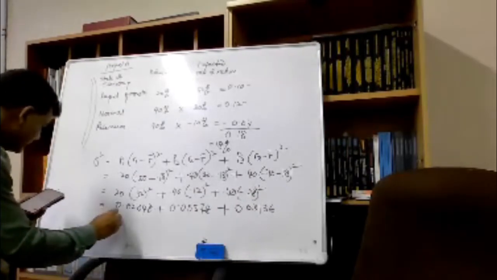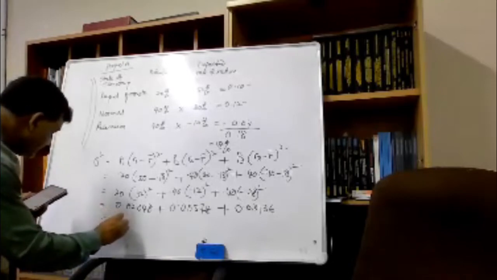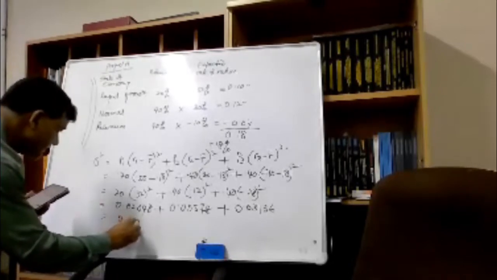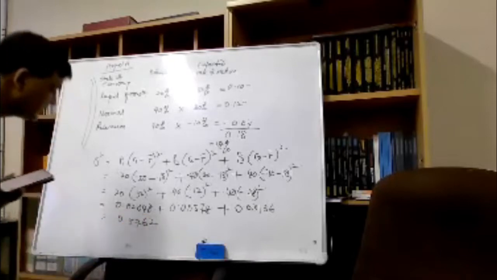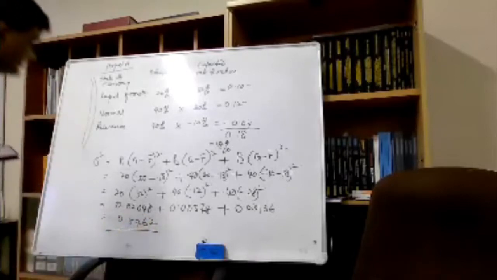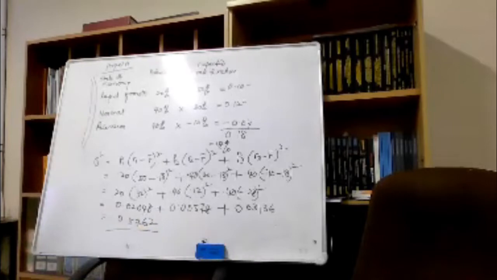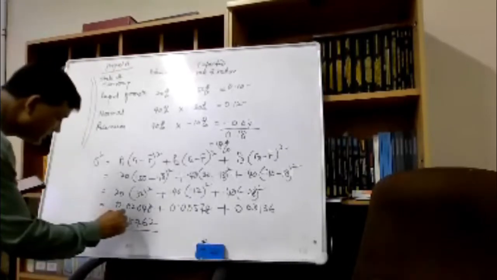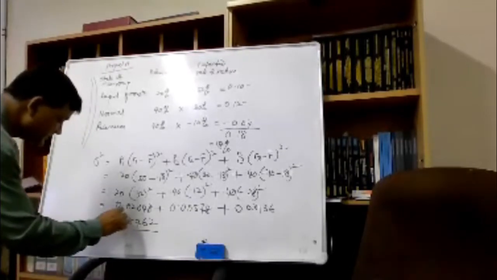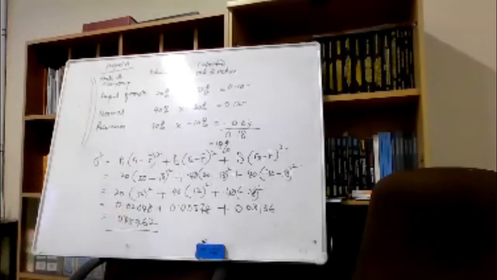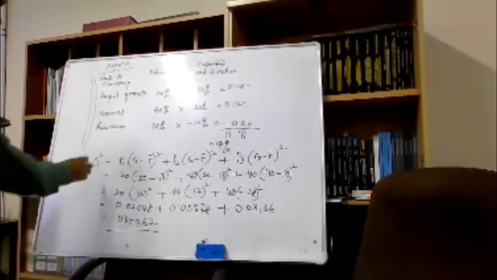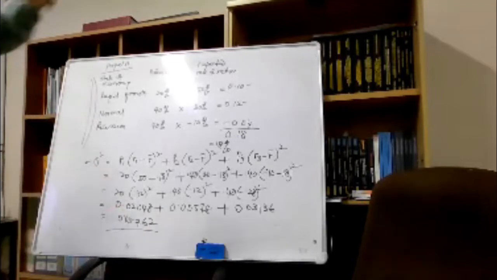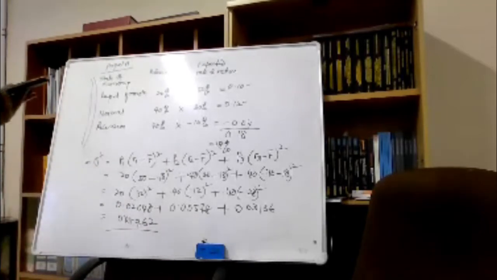So we have basically here 0.05762. That's what you get from the variance calculation, right? This is what we call variance. Yes, it's 0.05762. So this is our variance. From here we now have to take the square root, then we get the standard deviation, right?